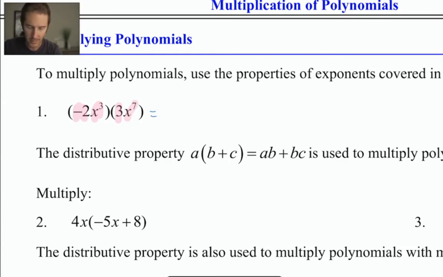I'm going to really think of this as -2 times +3 times x to the third times x to the 7. And then I'll do the multiplication, multiplying those coefficients that I've now put next to each other, still separated by multiplication, and we'll get -6. And then multiplying like bases to their respective exponents. We've got x to the third times x to the 7, and we know that when it's multiplication with like bases, we can add the exponents and we get x to the 10. And that's our final answer.